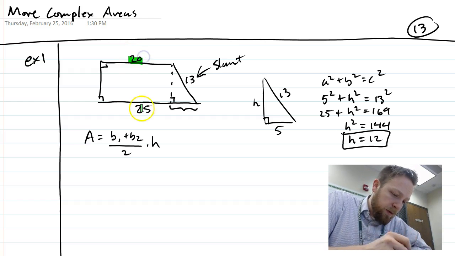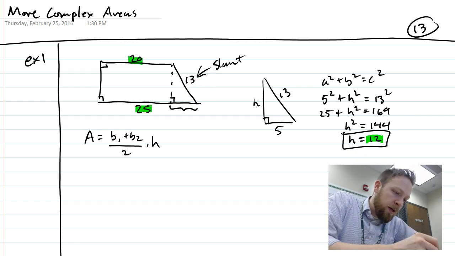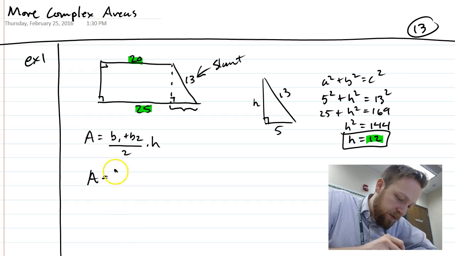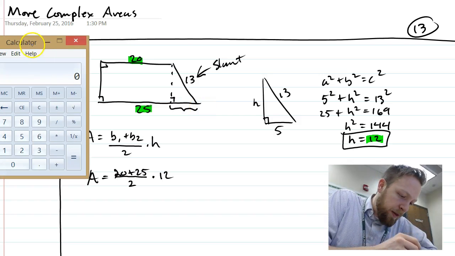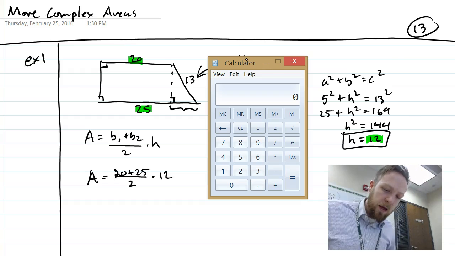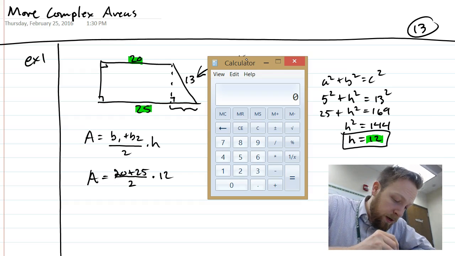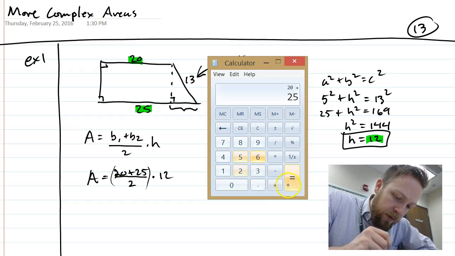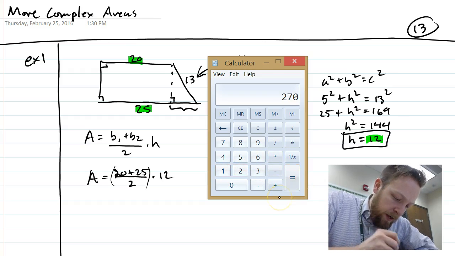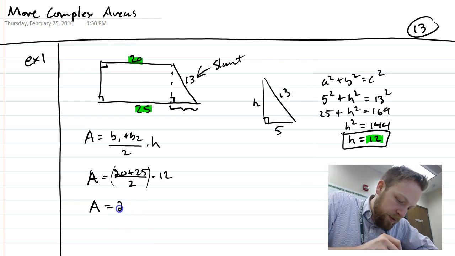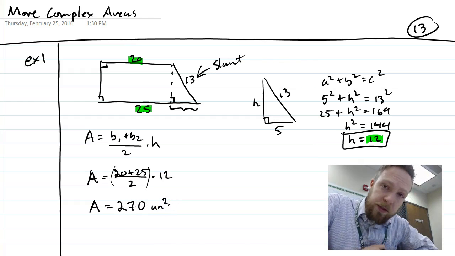We have our base 1, we have our base 2, we have our new height, and so let's plug that all together here. Base 1 and base 2 would be 20 plus 25 divided by 2, and the height would then be 12. So one thing about this I want you guys to be careful about. When you put it in a calculator, things can get kind of messed up because of this part right here. So on your calculator, you need to do 20 plus 25, hit equals, make sure that you see 45 there, the sum, and then divide by 2, then times 12. So I'm getting a total area of 270 some units, they didn't tell us, squared.